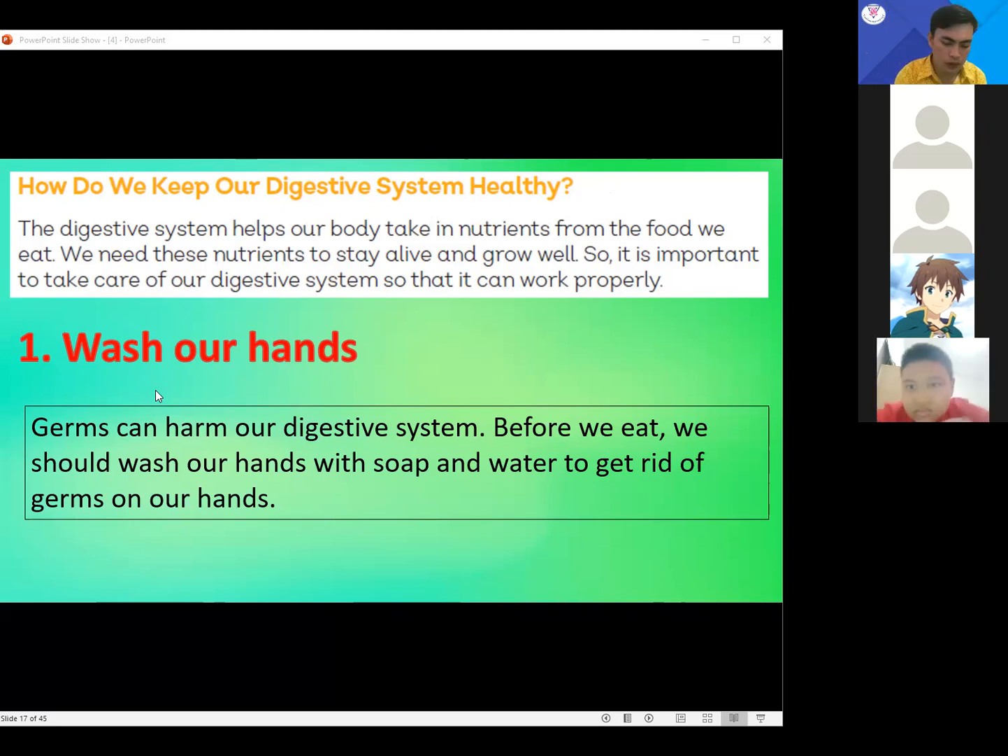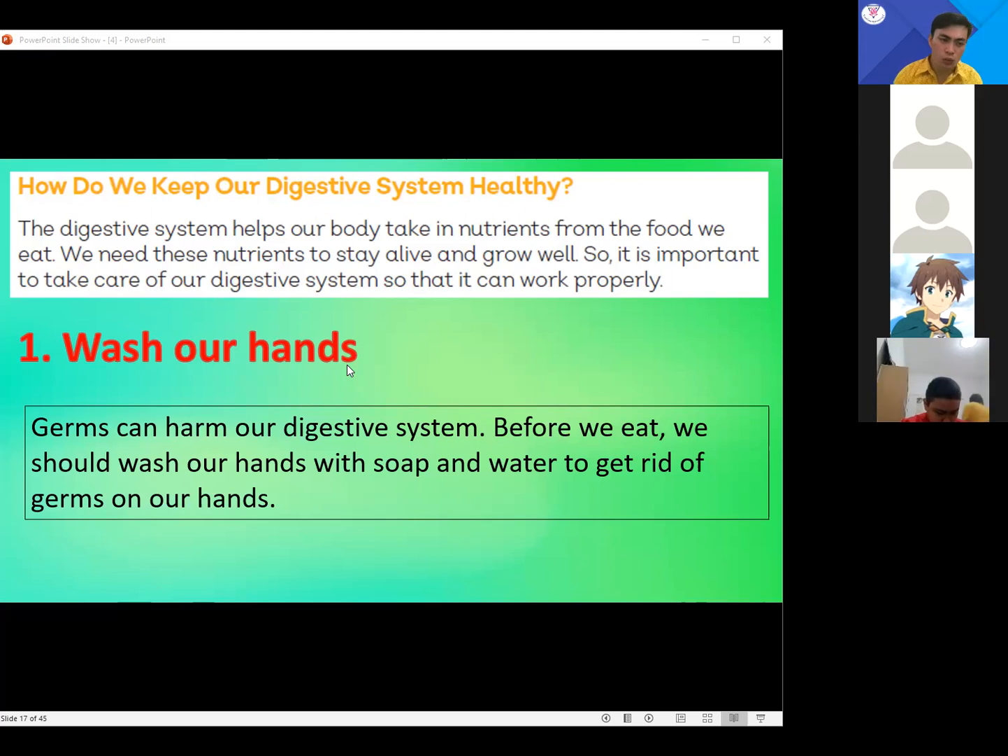Okay, so number one is wash our hands. Washing our hands sounds like a very simple thing to do, but it is very, very important for our digestive system. Again, you should not highlight this in your book because I want you to copy this in your notebook with the title, How Do We Keep Our Digestive System Healthy? And you write only this. Do not copy the meaning below. Just write number one, wash our hands. Finish. Okay? So, we need to take care again of our digestive system so that it can work properly.